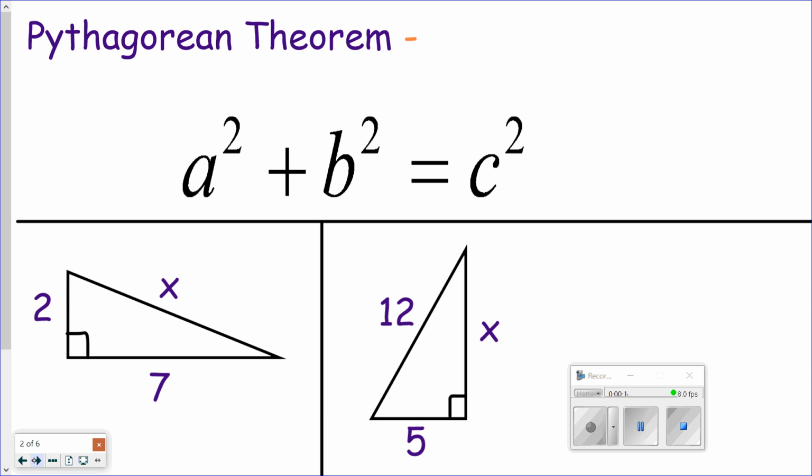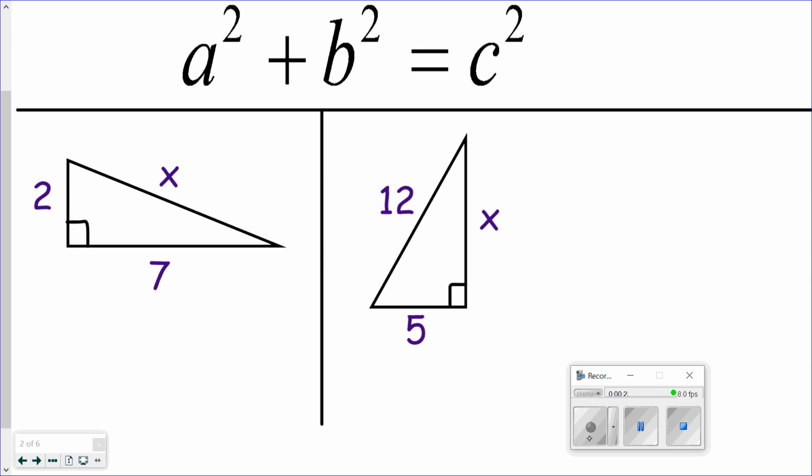First, we're going to review the Pythagorean theorem. A squared plus b squared is equal to c squared. We use this when we are working with right triangles. So let's find the missing side lengths of these right triangles.